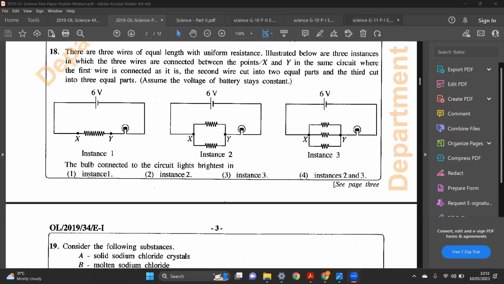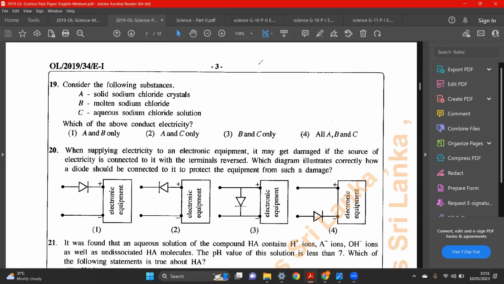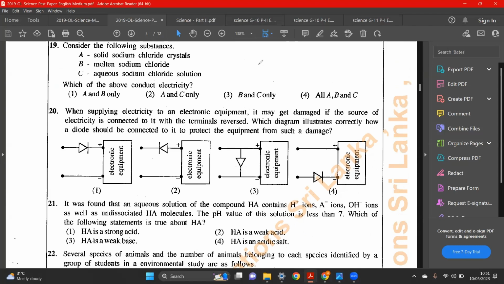Then if we go into the 19th question, consider the following substances. You've been given solid sodium chloride, molten, and aqueous. Which of them conduct electricity? Solid is when you have it in the salt form, the salt that we use in the kitchen, the salt crystals. That is basically solid sodium chloride.